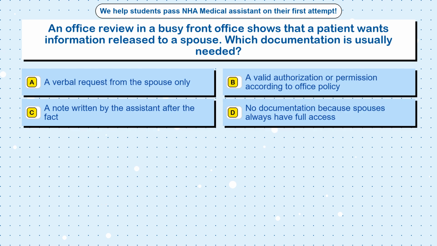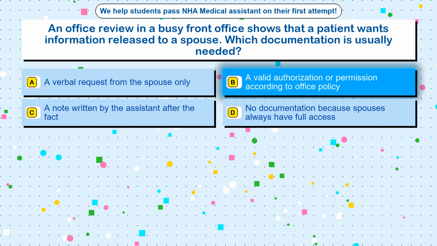Question 79. An office review in a busy front office shows that a patient wants information released to a spouse. Which documentation is usually needed? Option A. A verbal request from the spouse only. Option B. A valid authorization or permission according to office policy. Option C. A note written by the assistant after the fact. Option D. No documentation because spouses always have full access.